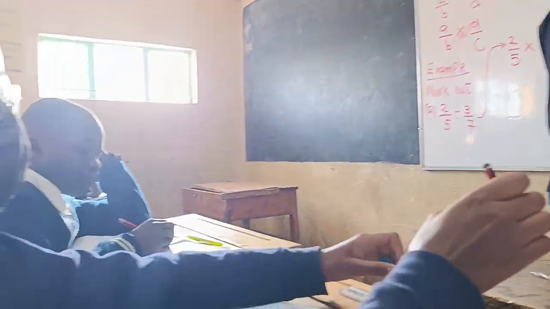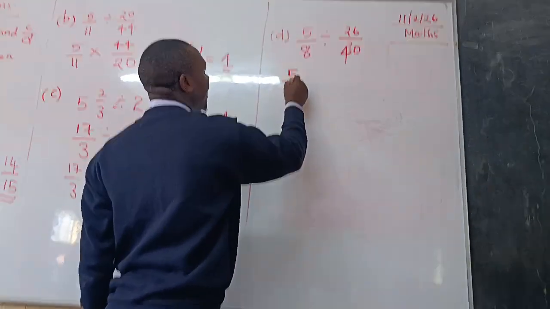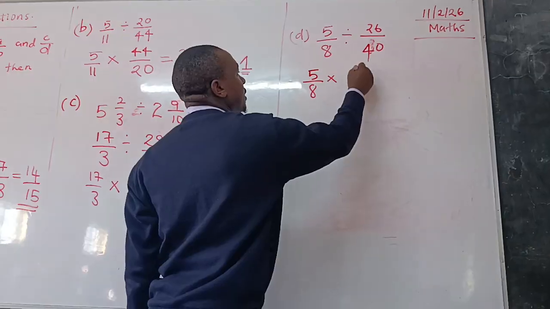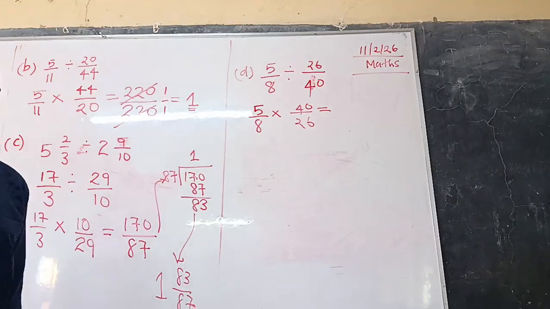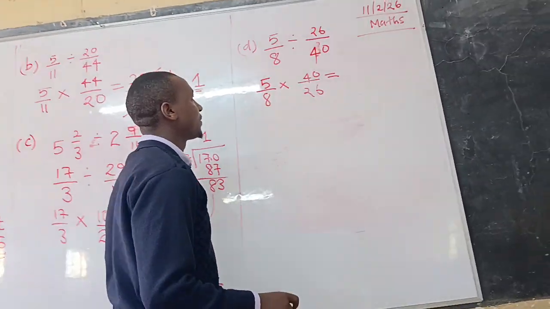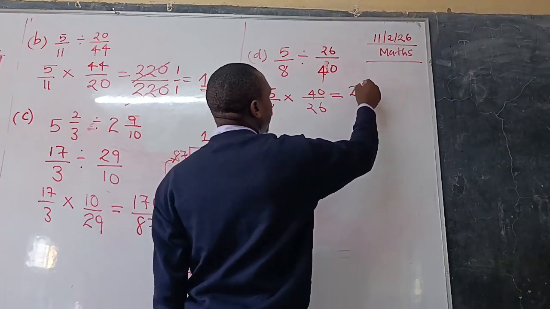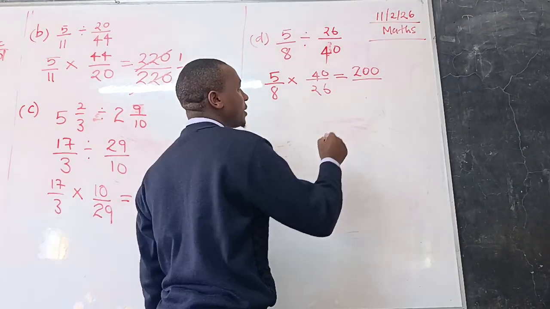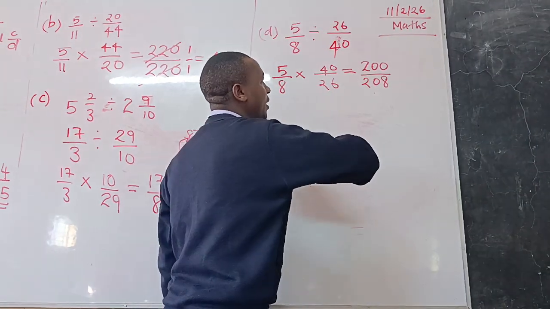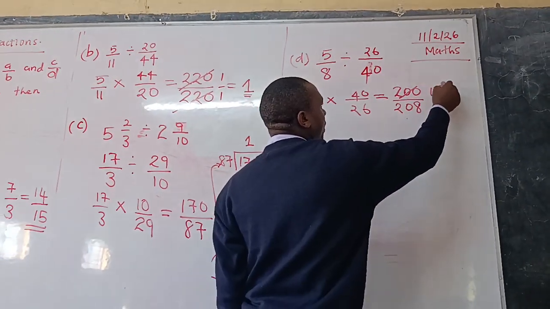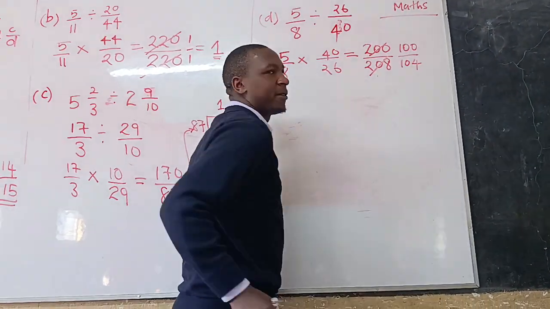Some of you have gotten it. Now this one, we say 5 over 8 times 40 over 26. Alright? If you multiply 40 by 5, what do you get? 200. Divide by 26 times 8, 208. Now you see you can simplify this one. For example, by 2 you get 100, and by 2 you get 104.